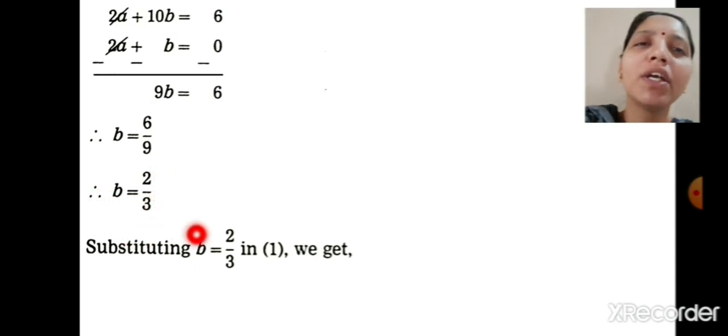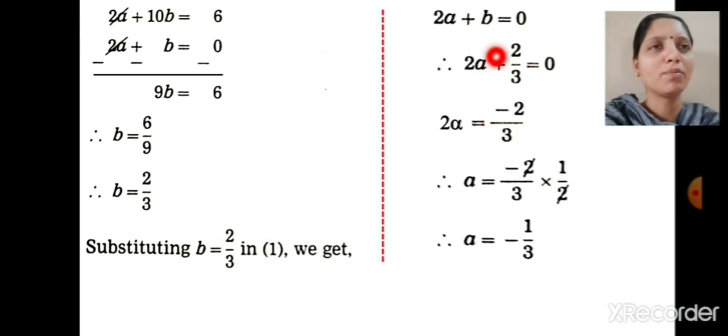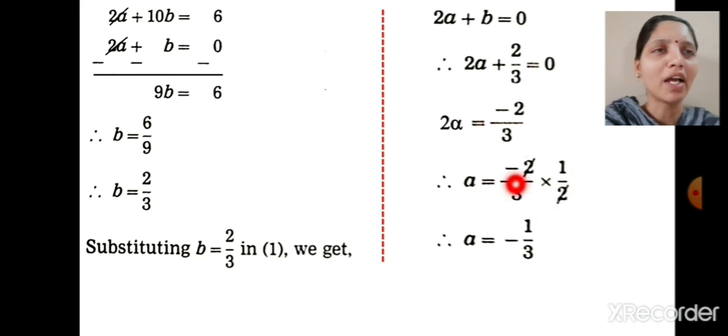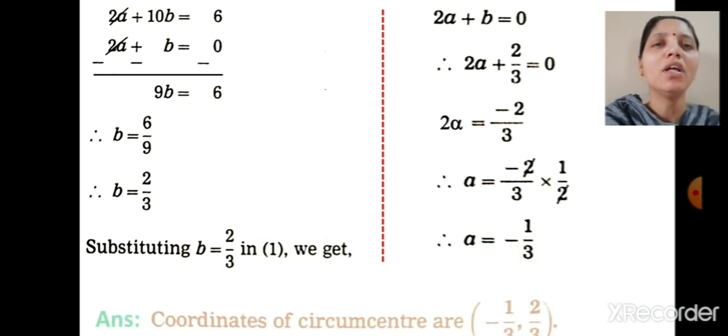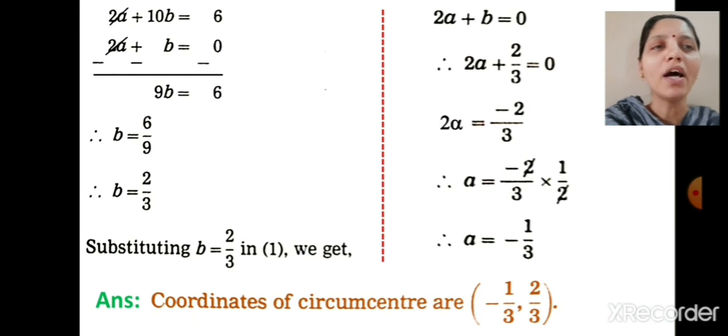So substituting B is equal to 2 upon 3 in equation 1, you will get 2A plus B is equal to 0. Now substitute the value of B in this equation. 2A plus 2 upon 3 is equal to 0. Therefore, 2A is equal to minus 2 upon 3. Therefore, A is equal to minus 2 upon 3 into 1 upon 2. Now this 2 will get cancelled. You will get A is equal to minus 1 upon 3. So we got the value of A and B. Therefore, the coordinates of circumcenter O are (−1/3, 2/3).